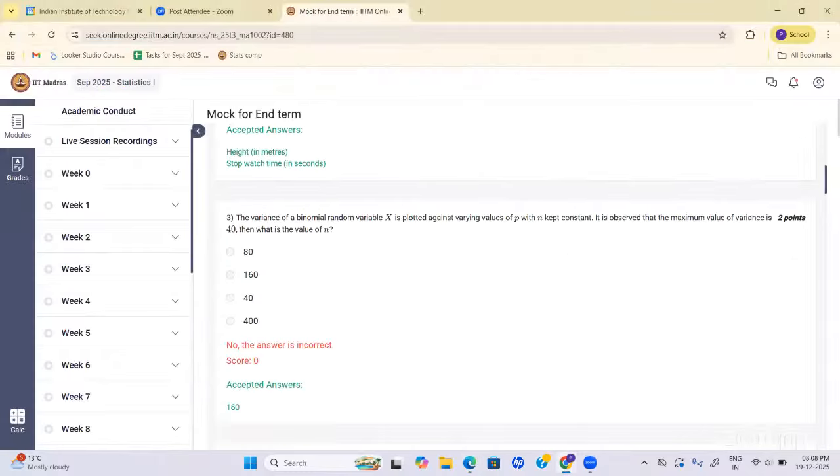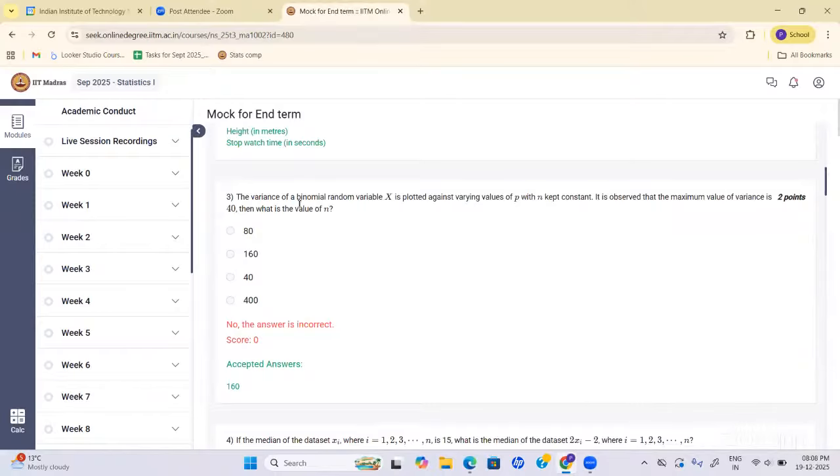Then the next question is: the variance of a binomial random variable x is plotted against varying values of p with n kept constant. It is observed that the maximum value of variance is 40. Then what is the value of n? So tell me, how will you solve this question? First of all, here we have variable x, which is a binomial random variable.